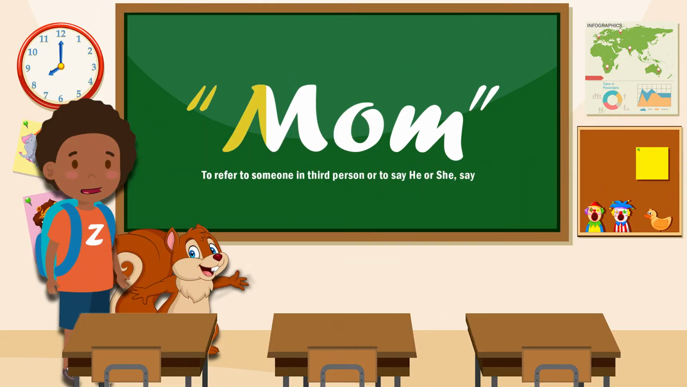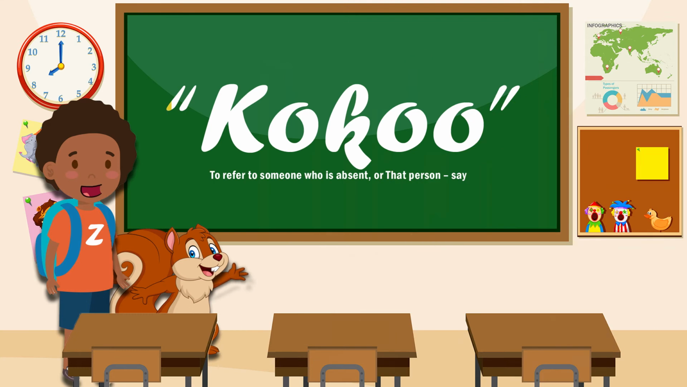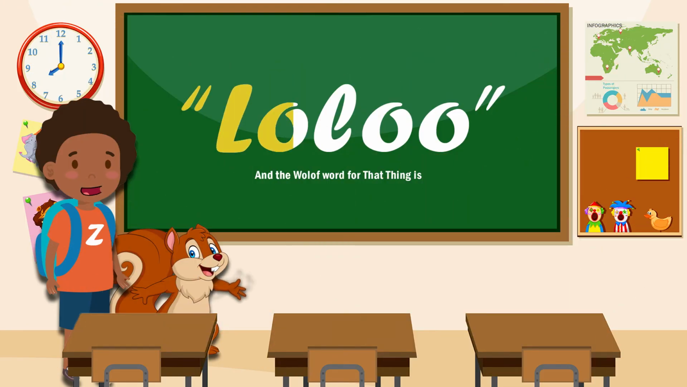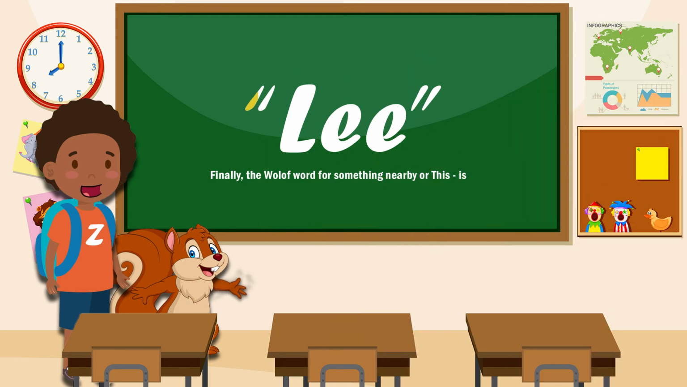To refer to someone in third person or to say he or she, say mom. To refer to someone who's absent or that person, say koku. And the Wolof word for that thing is lolu. Finally, the word for something nearby or this is li.